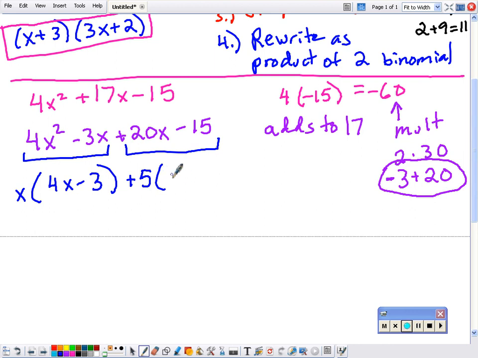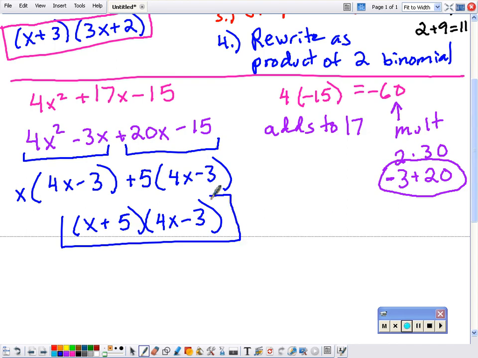And 20 divided by 5 is 4, and 15 divided by 5 is 3. And once again, they're identical. So this is like x times 4x minus 3, and this is like 5 times 4x minus 3. If I group them to become the binomial x plus 5 times 4x minus 3, we have equivalent statements. If you were to multiply this back using a method like FOIL, you would get the same thing as you would in the previous line. So there is our final factorization.